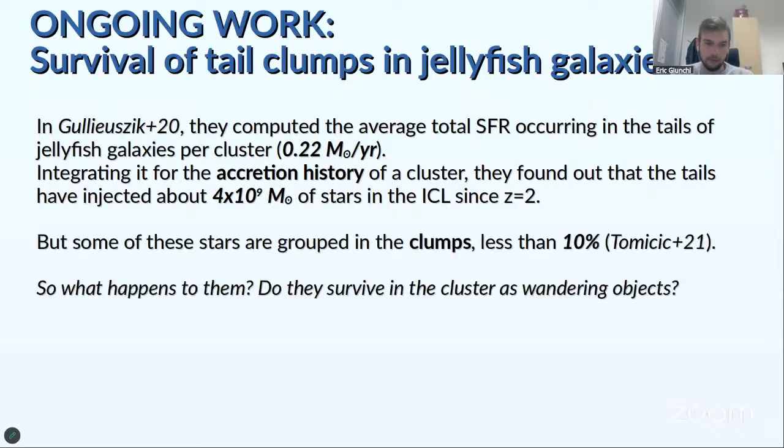And we know also how many of them, because there is a previous work by Tomicic et al. 2021 that showed that in the clumps we have 10% of the ongoing star formation that we see in the tails. So the tails are very diffuse, but there are some clumps. And we want to understand what happens to them, if they can survive, and in particular, if they become a sort of wandering objects that start orbiting in the cluster far away from the parent galaxy, but also from the central region of the cluster, from the bright central galaxy at the center of the cluster.